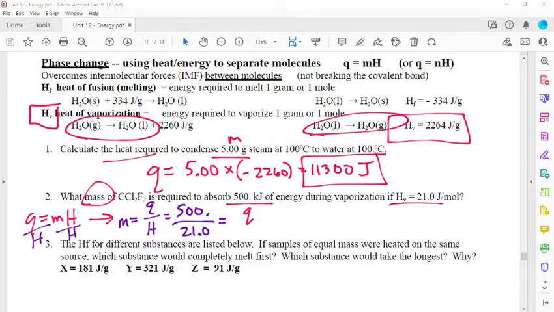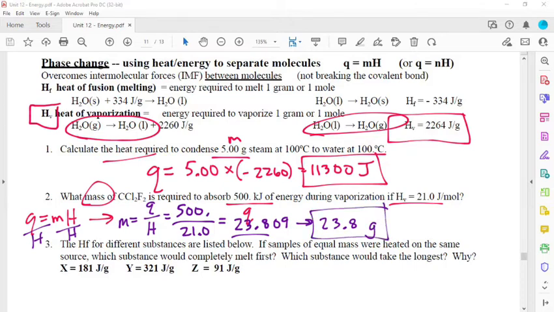then I can do 500 divided by 21, and that is 23.809, which, if I'm rounding this to 3 sig figs, would be 23.8. And once again, that is going to be our mass, so that is in grams.